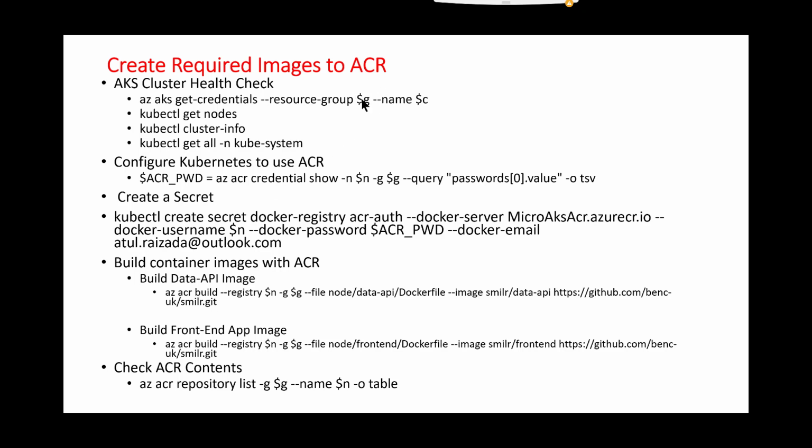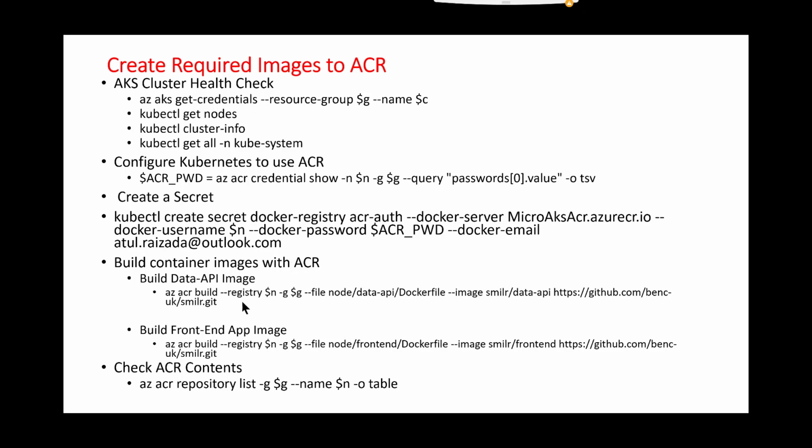But before we pull those images, we need to make sure that our cluster is healthy. So we will run a few commands, which I'll show you in my lab. Then we will also configure Kubernetes to use ACR. We will get the ACR password that we will use to create a secret, and that secret will be used for further configuration down the road in the lab. The commands are here.